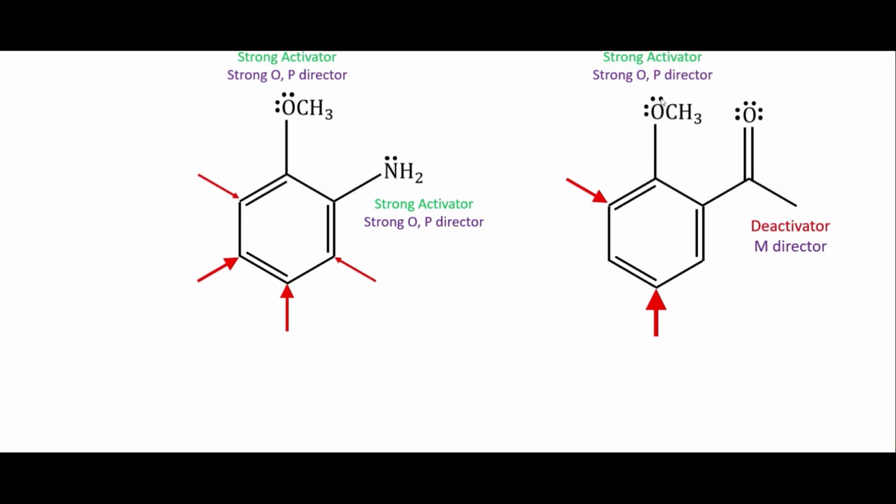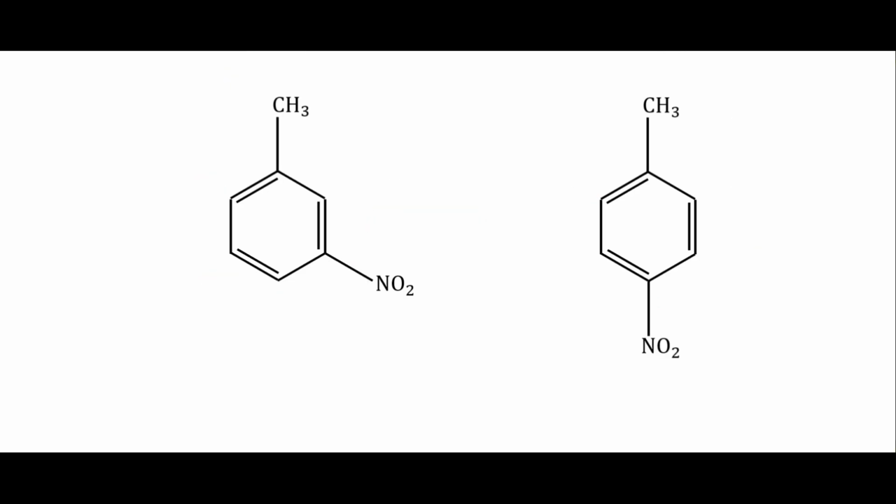But it's also closer to the substituent, and so this one is sterically blocked, and so that's why I made this arrow bigger than this one right here. Then if we look at these two substituents, on the left we have the same two substituents, but they are meta to each other. Then on the right, we have the same substituents, but they are para to each other.